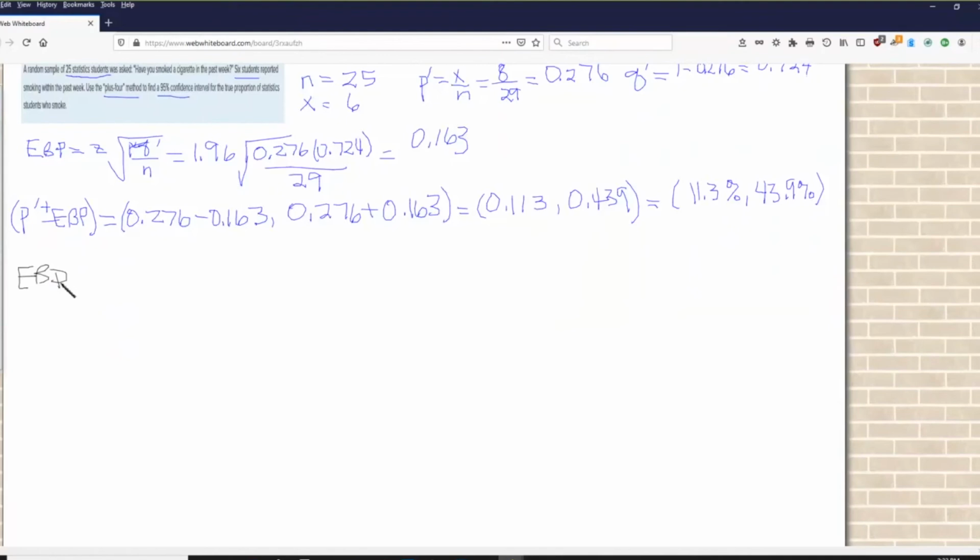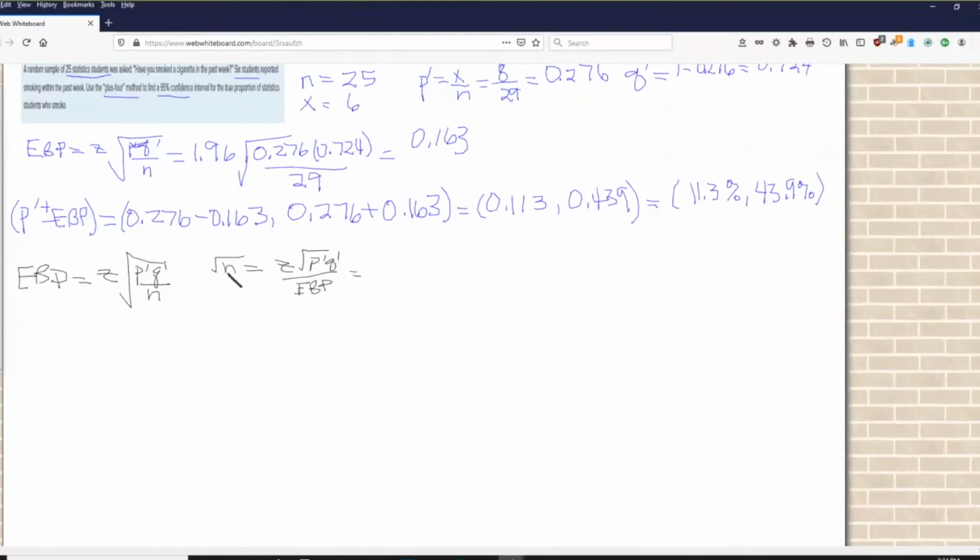So here would be an example. Remember, our formula for the error bound is z times the square root of p prime q prime over n. If I wanted to solve for n, I'm just going to use algebra and move stuff around. I'm swapping the square root of n and the error bound of the proportion. So that gives me z times the square root of p prime q prime divided by the error bound of the proportion.